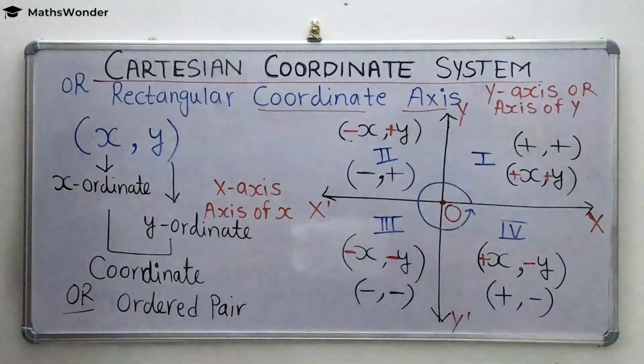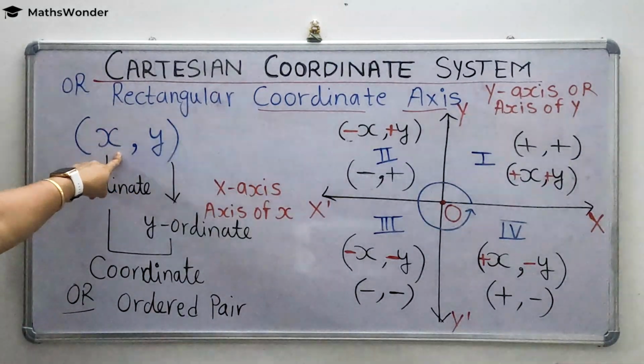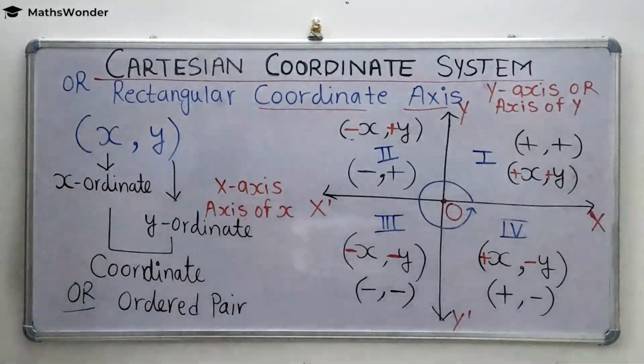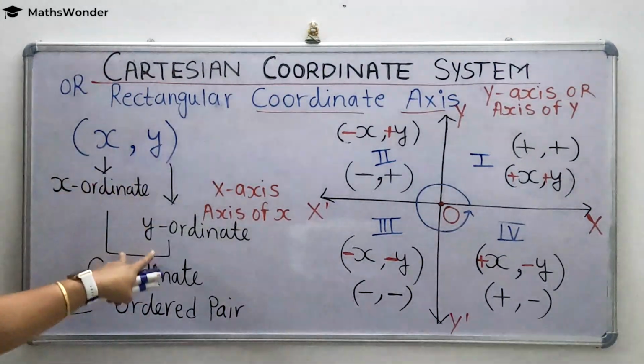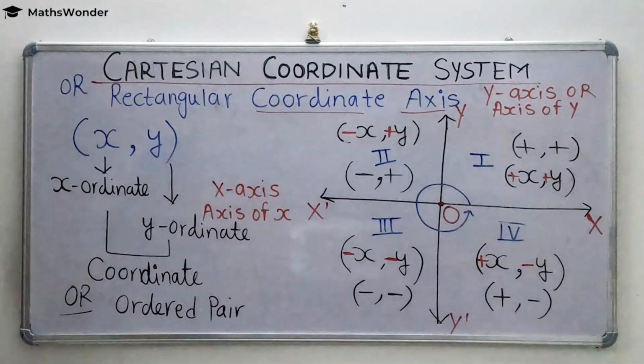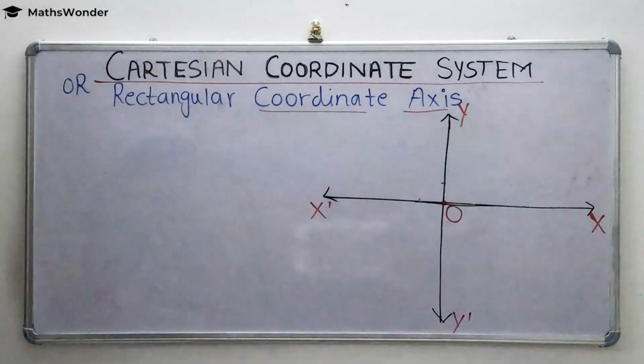This is the basic terminology of the graph, or Cartesian coordinate system, or rectangular coordinate axis. This is a very important term. Always remember, x is called the abscissa, y is called the ordinate. When we use them together, we call it a coordinate, or ordered pair. Any confusion? No. Now try to understand with an example.